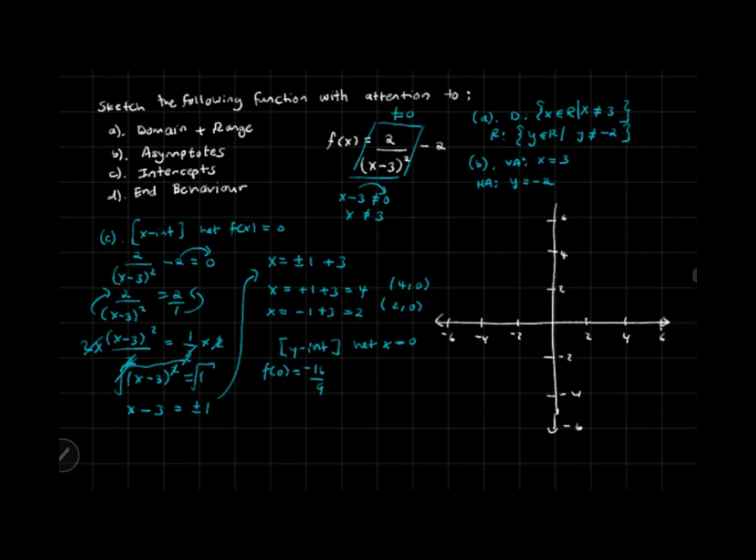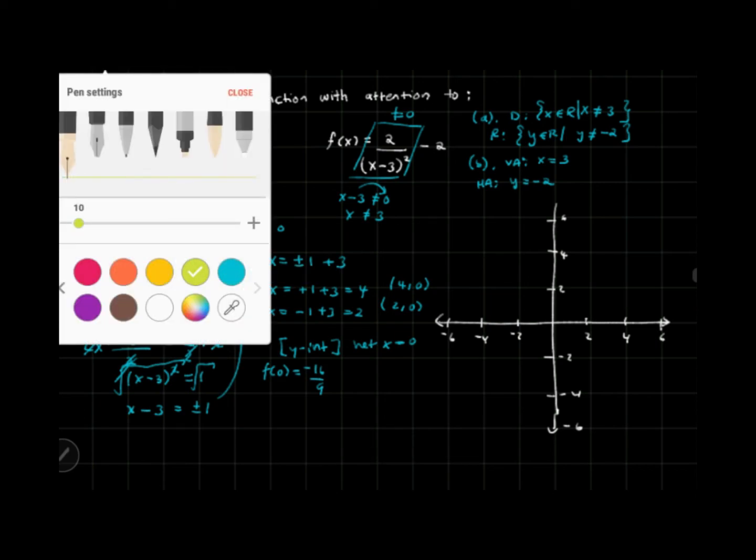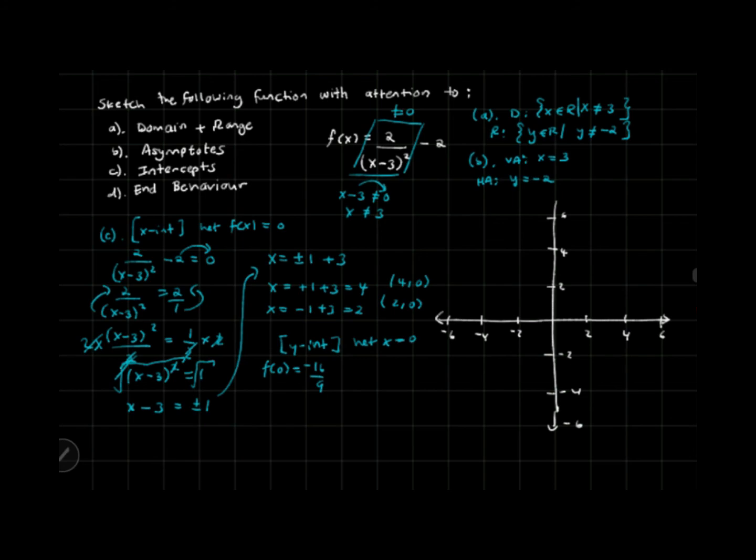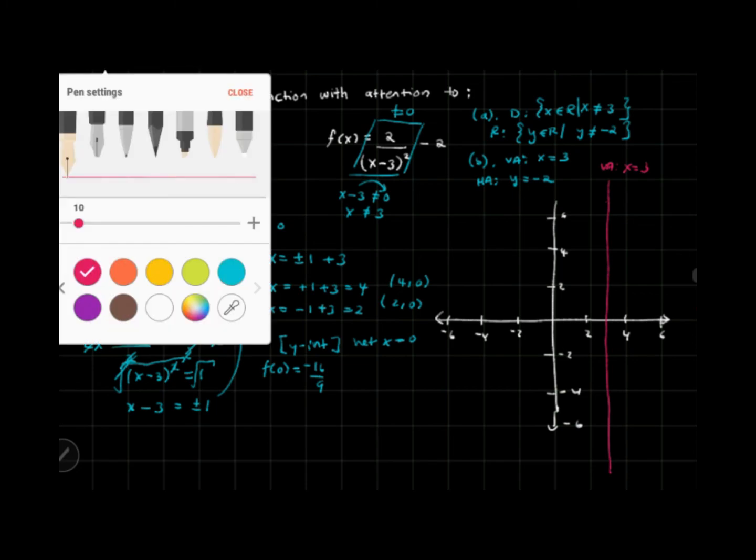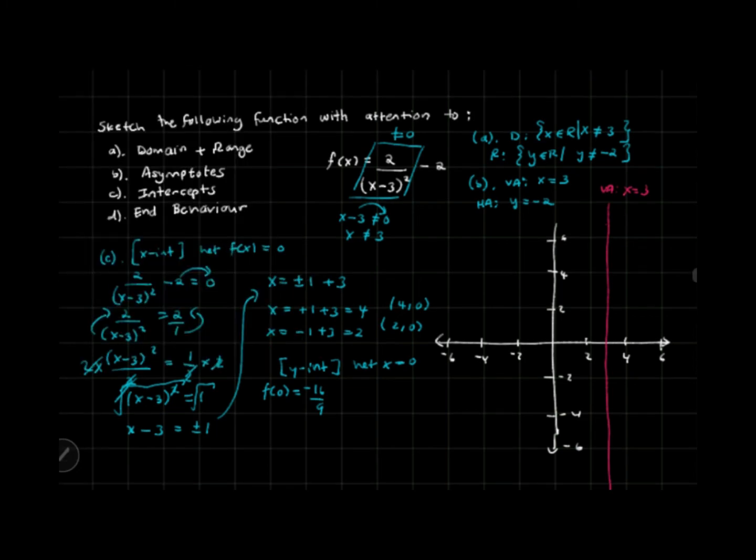Okay, so we understand that, and now let's plot these points. Let's first plot our vertical asymptote, let's do it in red. x is equal to 3, so it's going to be in the middle here. This is my vertical asymptote, x equals 3. For my horizontal asymptote, and I would advise you to use a ruler for this, let's do it in green. It's going to be y equals negative 2, so let's say it's here. So the horizontal asymptote is y equals negative 2.